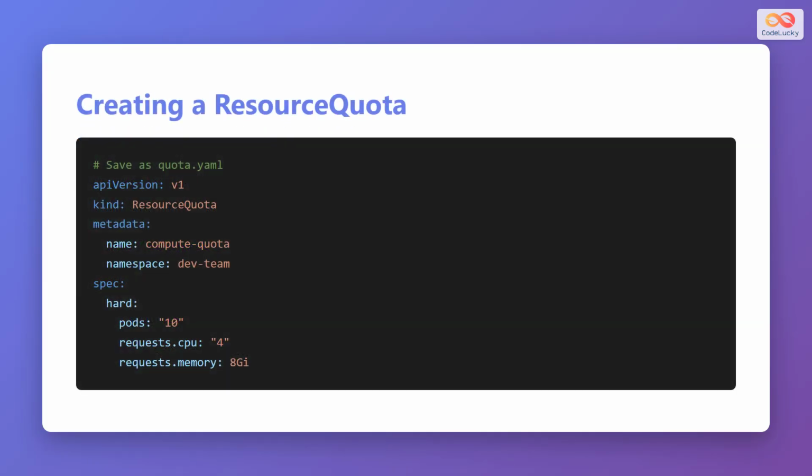Creating a resource quota is straightforward. First, you write a YAML file defining your quota. In this example, we're creating a quota named compute-quota for a namespace called dev-team. We're setting hard limits of 10 pods maximum, 4 CPU cores for total requests, and 8 GB of memory for total requests. Once you've saved this as a YAML file, let's say quota.yaml, you're ready to apply it to your cluster. This quota will immediately start tracking and enforcing resource usage in the dev-team namespace, ensuring that the total resource consumption across all pods never exceeds these defined limits.